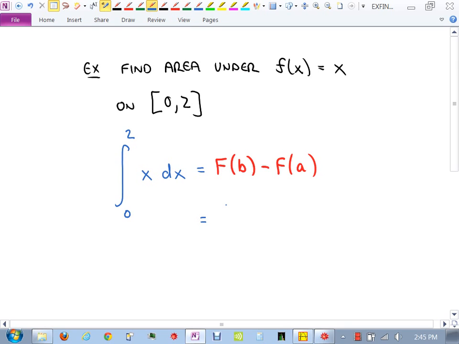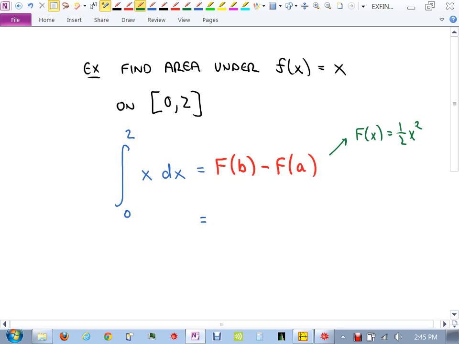It's 1 over 2 x squared. So I'm going to put a little side note over here, I'll do it in green. Capital F of x is 1 over 2x squared, right? That's the antiderivative. Any questions on where I got that?